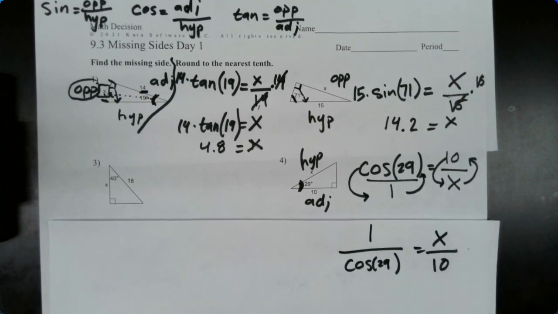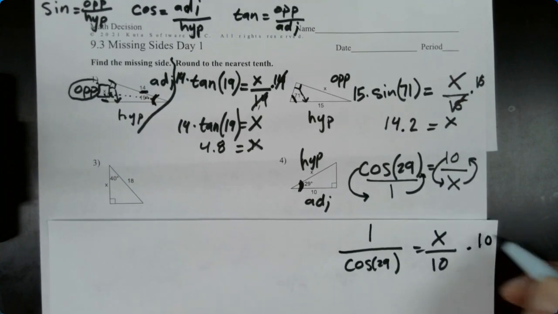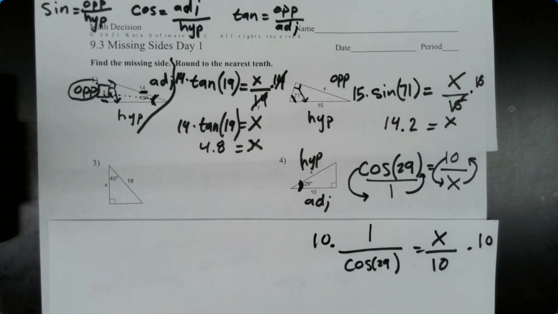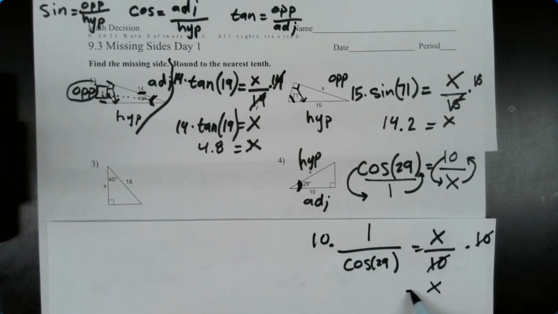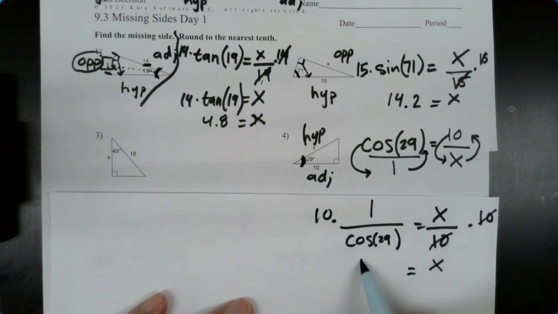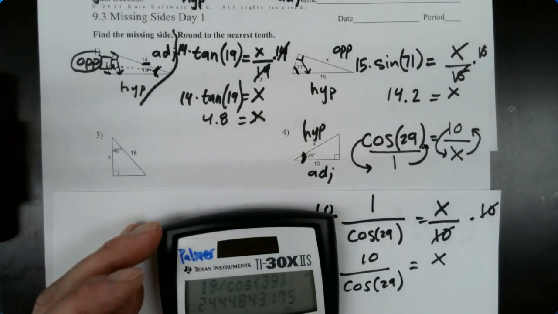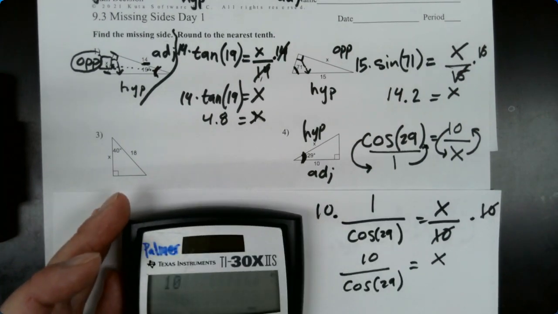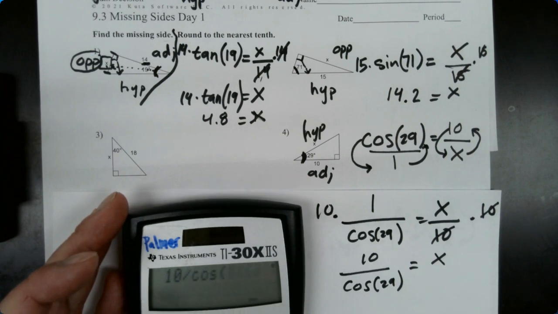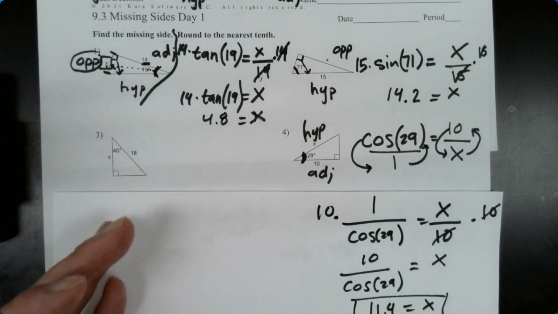Okay. So Shay was telling us we need to move this over. So 10 on top, 10 on bottom. We've got 10 over the cosine of 29. Ten divided by cosine of 29. And you guys probably already got here. Did you get this? 11.4? Okay, good.